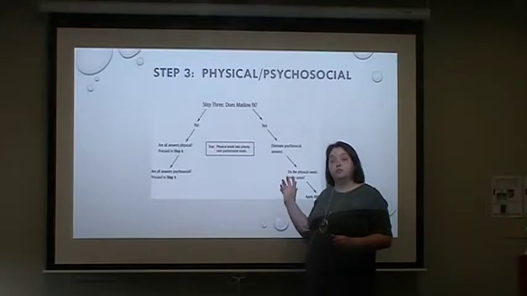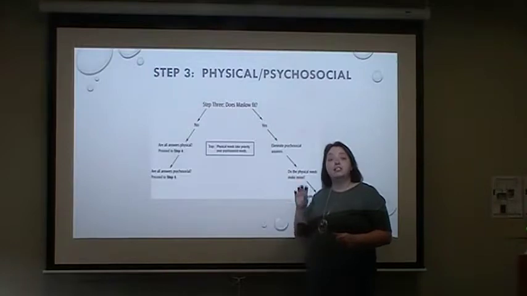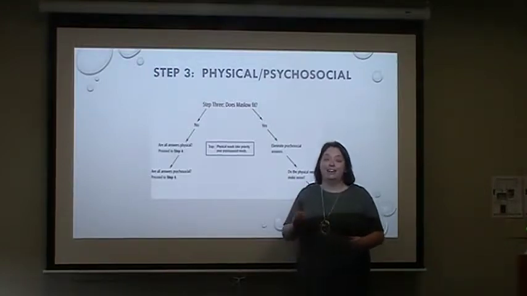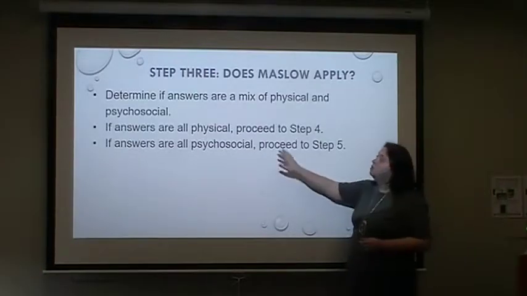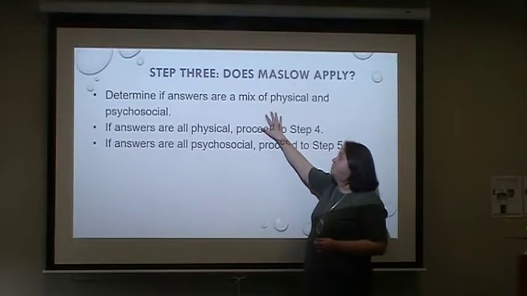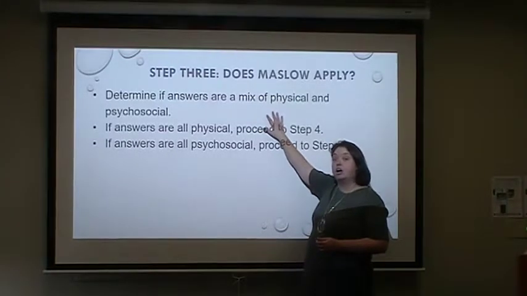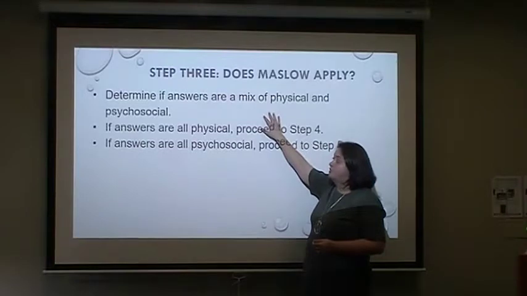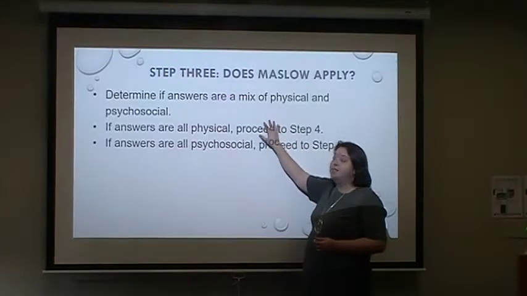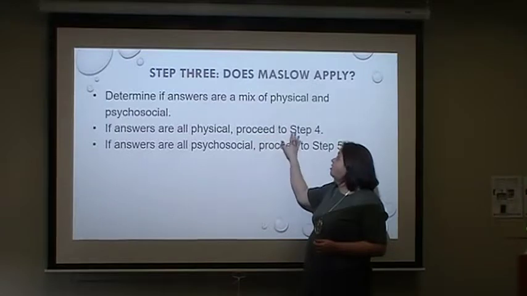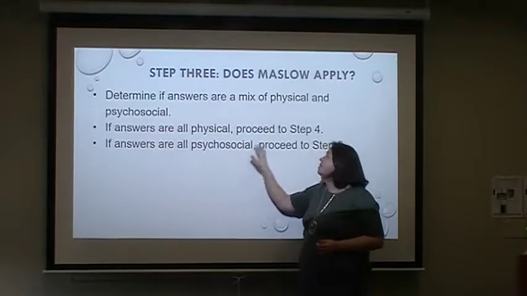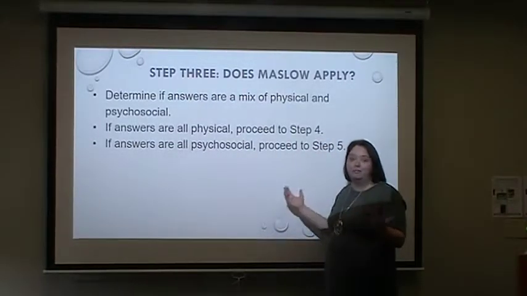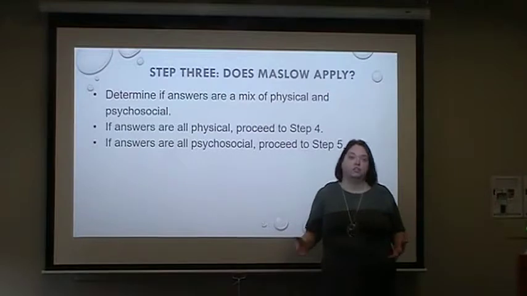Maslow's is physical or psychosocial. Again, you're going to prioritize physical well-being over psychosocial well-being as long as the physical answer choice is valid, as long as it's related to your topic. So the things you want to look at is you want to determine if the answers are a mix of physical and psychosocial. If they are, prioritize those valid physical over your psychosocial. And once you're done validating, if you only have physical answers left, then you're going to go on to step 4, your ABCs. But if you only have psychosocial answers left, then you're going to go on to step 5, outcomes, because we don't need the ABCs if we only are dealing with psychosocial answers.